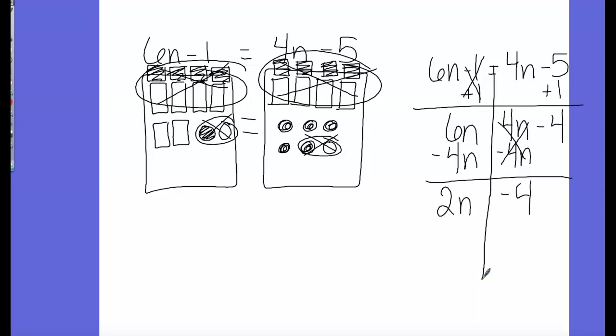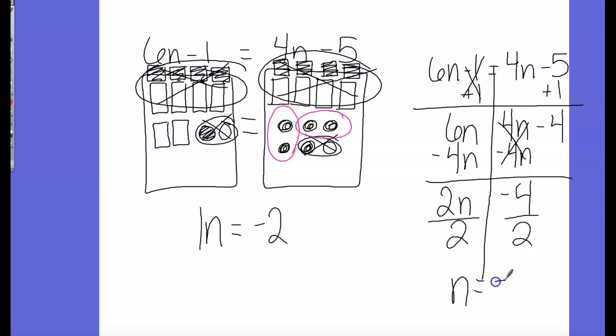So I need to split this up into 2 even groups. So how many would be in each group? So there's 1 group, there's 2 groups. So 1n equals what? Negative 2. Over here on the algebra side, I split it into 2 groups, which is the same as dividing by 2. So n equals negative 2, which is what we got.